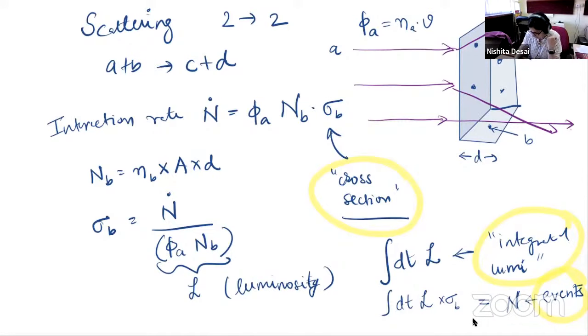It's sort of trivial in the sense that this guy doesn't really depend on the luminosity, so you can actually take it out of the integral. So it's just cross section times the integrated luminosity. Okay.